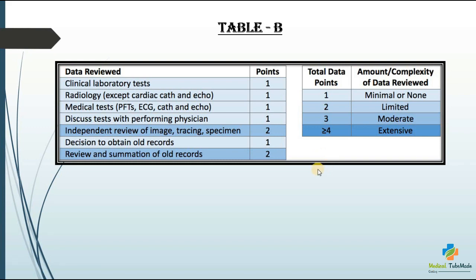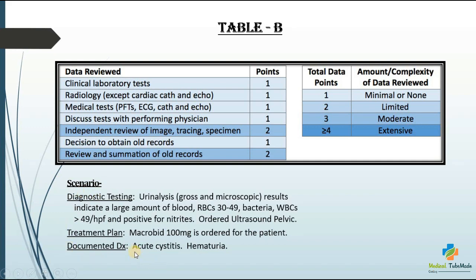I will give one scenario, in that you can count and understand better. So this is the scenario. Here you can see diagnosis: patient having acute cystitis or hematuria. Hematuria is nothing but a symptom of acute cystitis. So we have to count data points here. See, this is cystitis, and for that condition we have to count what the physician has ordered. See, here they have given diagnostic testing. See, urinalysis, RBC, WBC results are given. So that means the physician has ordered a lab. So that means 1 point confirmed.